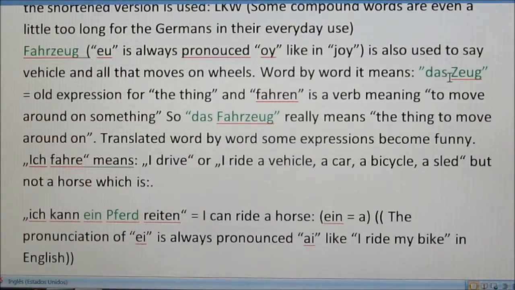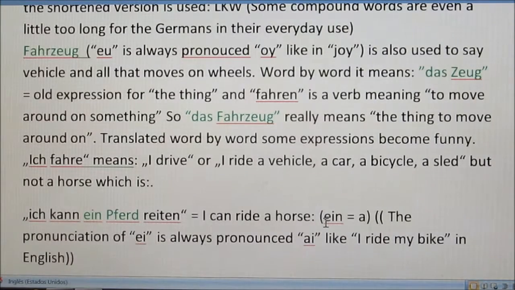Word by word it means das Zeug, old expression for the thing, and fahren is a verb meaning to move around on something. So, das Fahrzeug really means the thing to move around on. Translated word by word, some expressions become funny. Ich fahre means I drive, or I ride a vehicle, a car, a bike, a sled, but not a horse, which is reiten. Ich kann ein Pferd reiten. I can ride a horse.